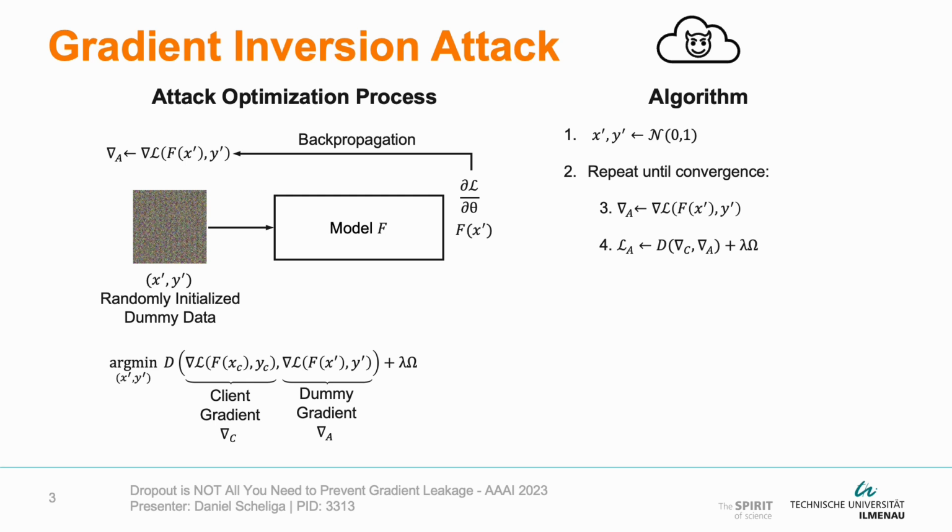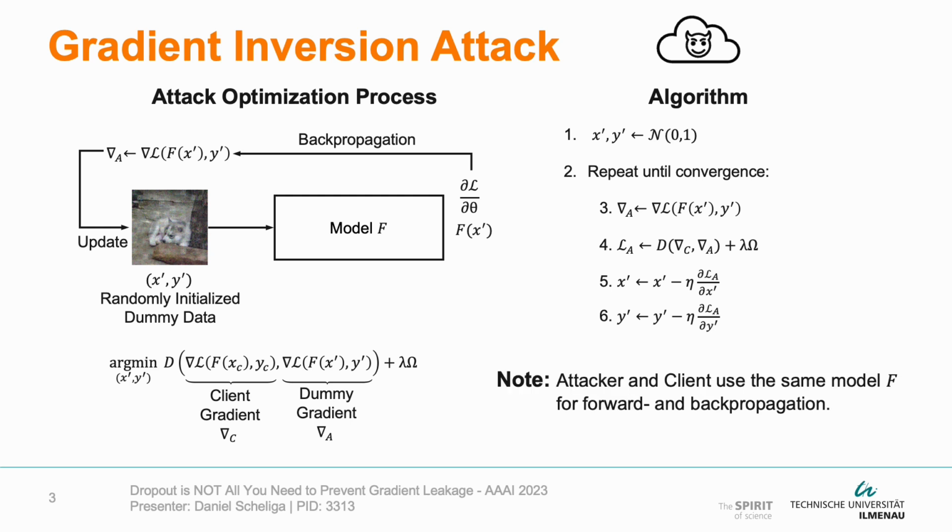Hence, he calculates the distance between the client gradients and the dummy gradients. Usually, L2 or cosine distance are used as a distance function. Some specific attacks also add a regularization term omega to the so-called reconstruction loss. The attacker then calculates the gradients of the reconstruction loss with regards to the dummy inputs and targets and updates the dummy data accordingly. This optimization process is repeated until some termination criterion is fulfilled.